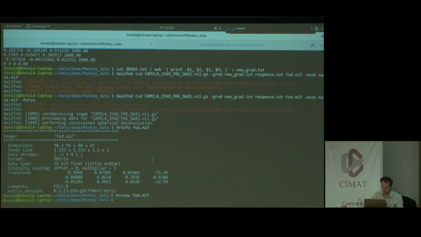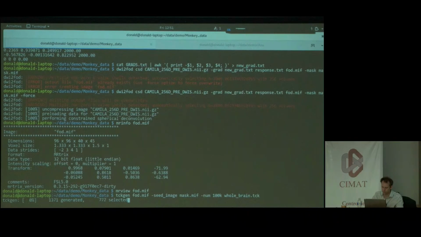Just to get oriented as to what's going on, I find it quite useful to just run a whole brain tracking just to see exactly what we're looking at. Right, and at that point we can probably have a little break or talk about something else, or just generally, if anybody's got any jokes, I don't know.